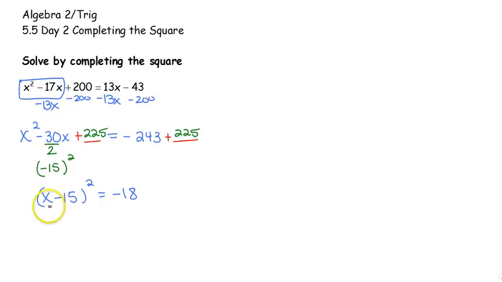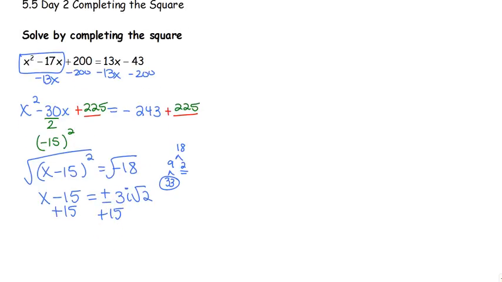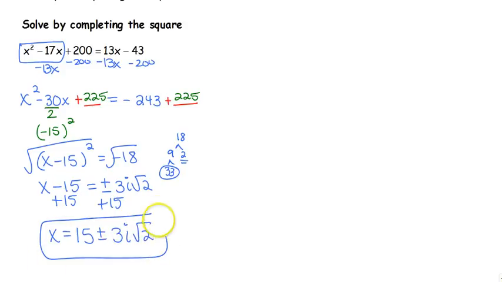Then to get to x inside that quantity, we have to square root each side. We break down 18, 9 and 2, 3 and 3. The square root and the square cancel out, leaving us with x minus 15 on the left-hand side. We had a negative on the inside, so that's a plus or minus a 3i root 2. Now to get x by itself, we move 15 over, and our answer here is going to be x equals 15 plus or minus 3i root 2.